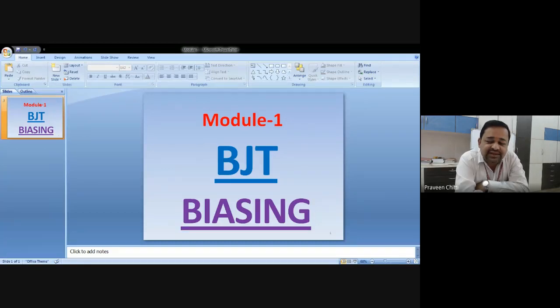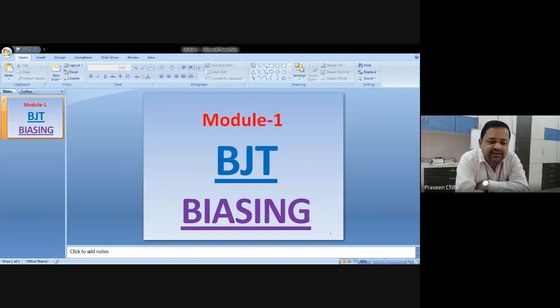Those are nothing but the current gain of the transistor in common base and common emitter configuration. For common base, the current gain is alpha, and for common emitter, the current gain is beta. So basically, current gain is nothing but the ratio of output current to input current.